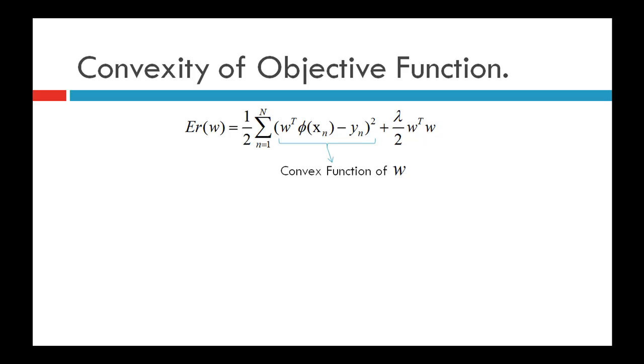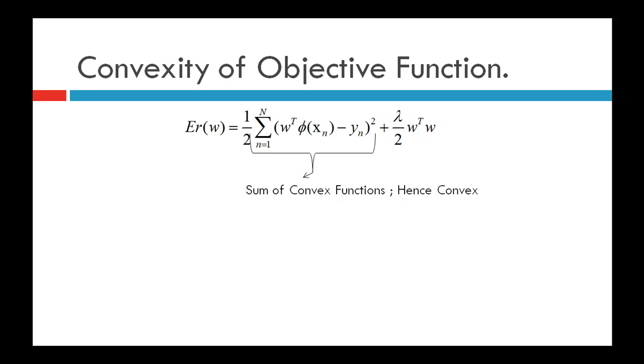The first term is (w transpose phi xn minus yn) squared, and since this is a square function, this is a convex function of w, and therefore the sum over all such training instances is basically the sum of convex functions. Therefore the first term, that is half of the sum over all n of (w transpose phi xn minus yn) squared, is a convex function.